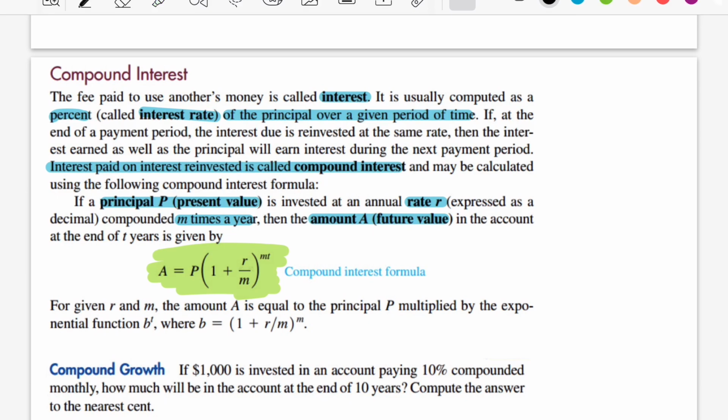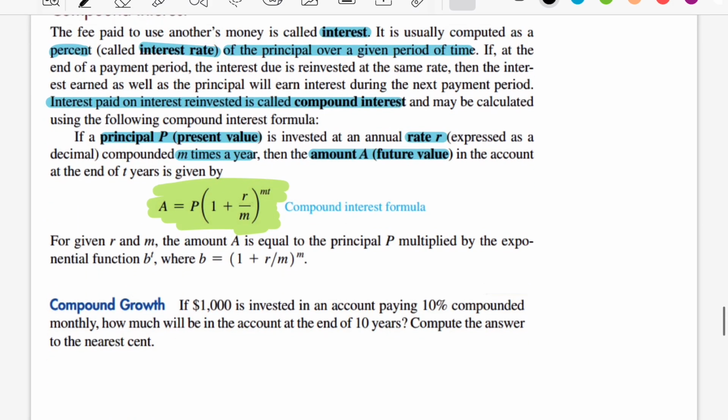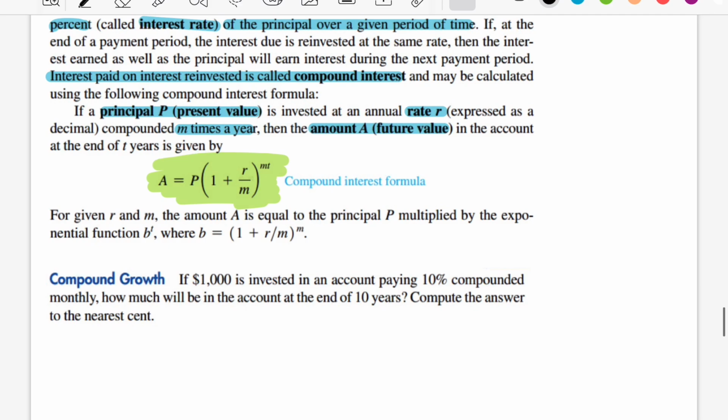And what we're going to do is look at an example of how we can use this. So let's say that we're told that $1,000 is invested in an account paying 10% compounded monthly, and we want to figure out how much will be in the account at the end of 10 years. So all we have to do is use this formula here for our compounding interest.